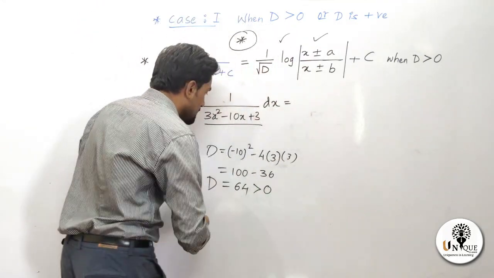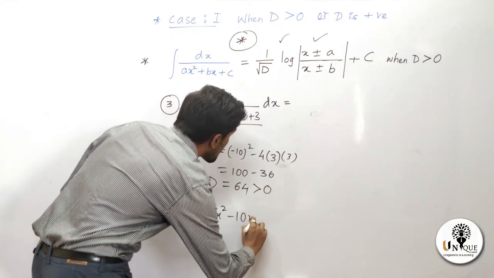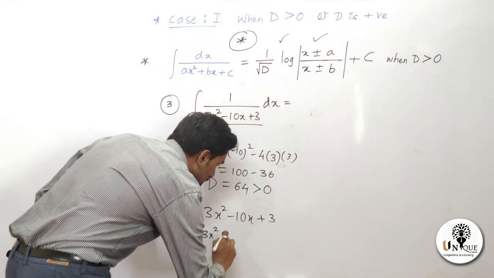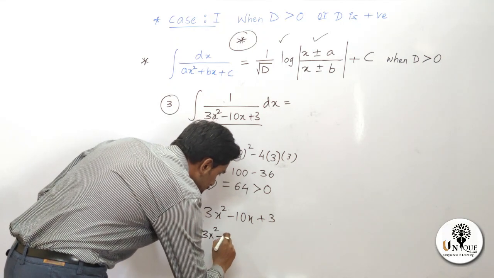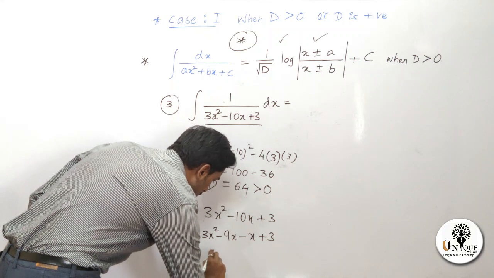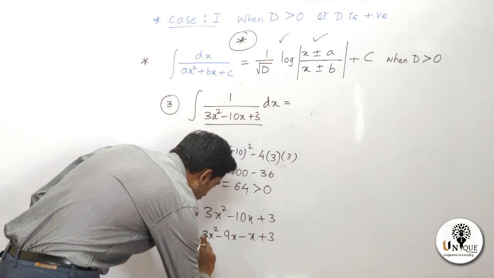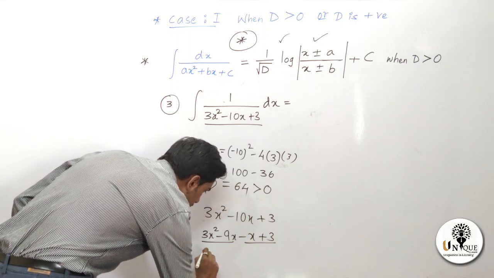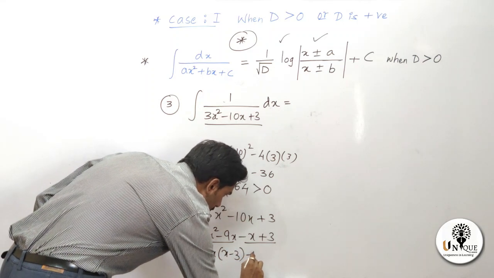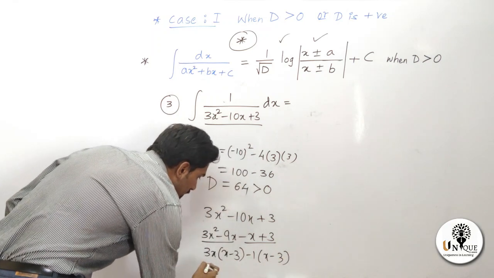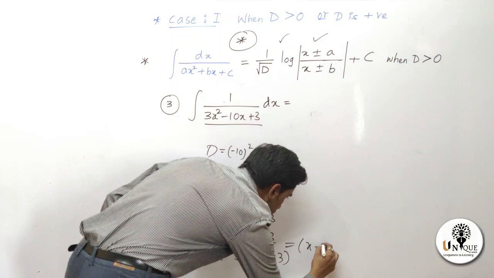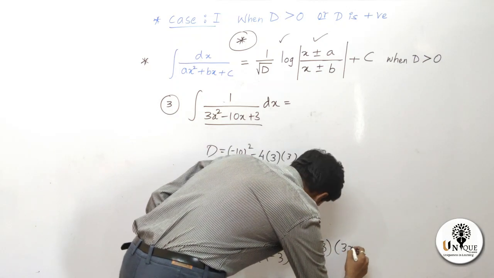Then next, we have to factorize 3x square minus 10x plus 3 by splitting the center term, that is 3x square. So 10x can be written as 9x minus x plus 3. So the factors are, I will take 3x as common from these two terms. So what remains inside the bracket? X minus 3, minus 1 as common, x minus 3. So the factors are x minus 3 and 3x minus 1.